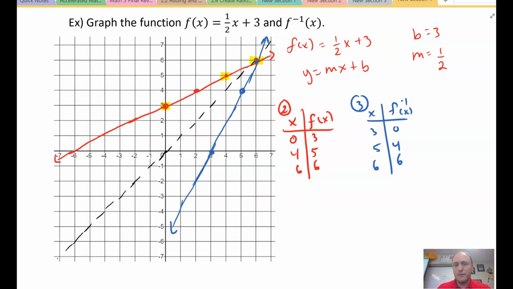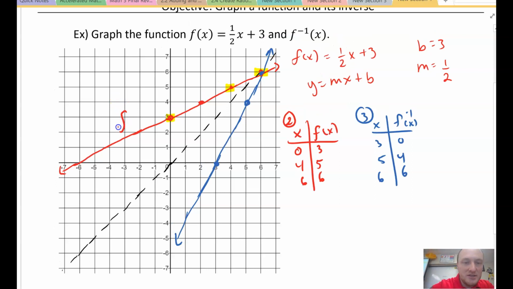And notice, step 4, does it intersect on the line y equals x? It sure does. So we're in business, and all we want to do is make sure the functions are labeled. Here is f of x. Here is f inverse of x.